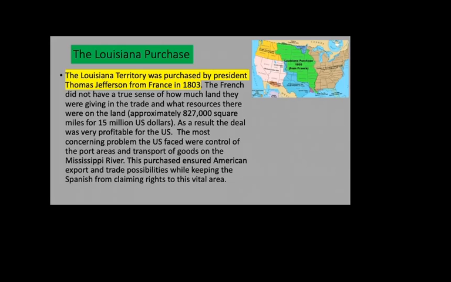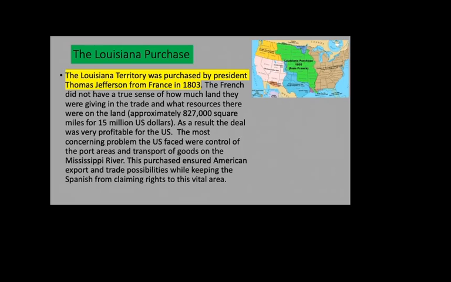Okay, the Louisiana Territory, you guys can see a map up here. All of that in green is what we're talking about. This is the Louisiana Territory. Okay, the French did not have a true sense of how much land they were given in the trade and what resources there were on the land. Okay, we're talking 825 or 27,000 square miles for around 15 million US dollars. Okay, Thomas Jefferson purchased this area, and as a result, the deal was very profitable for the U.S.